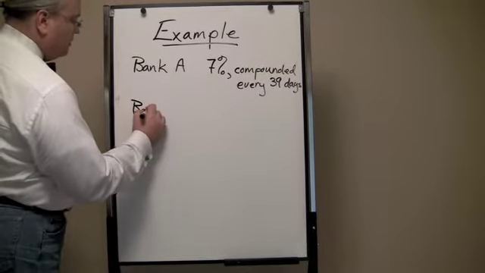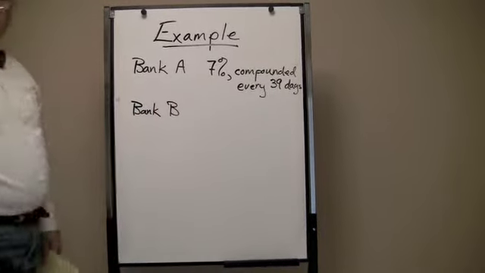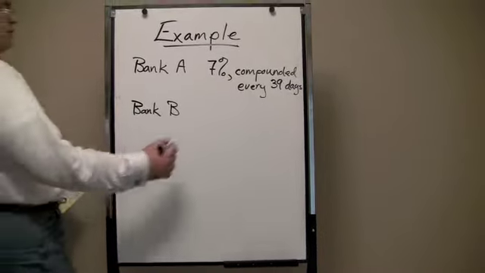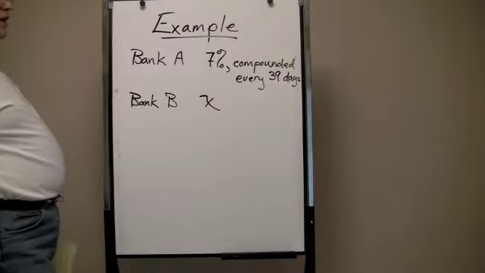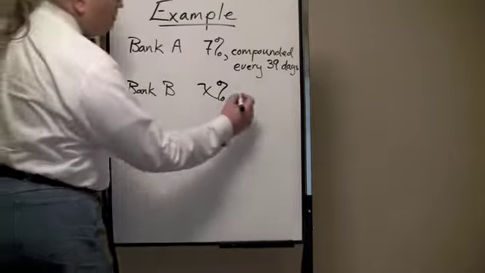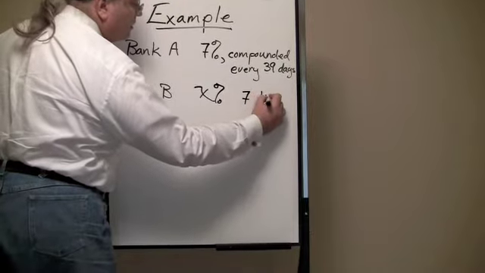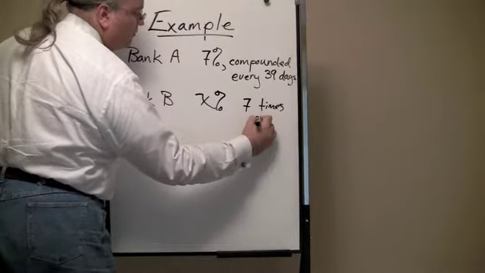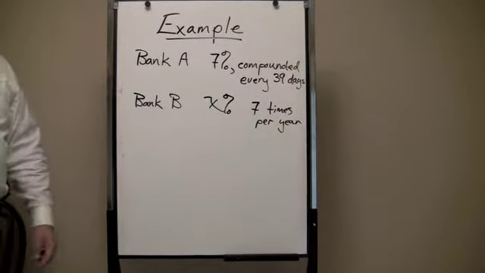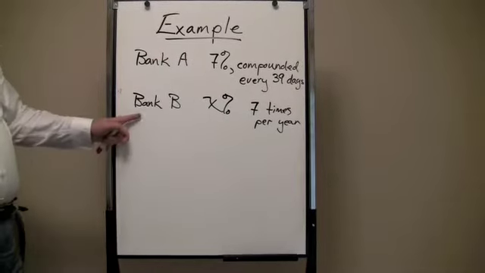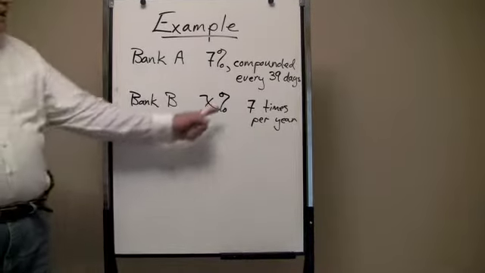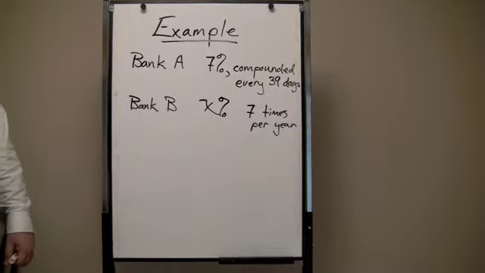Bank B wants to have an equivalent rate. So what we need to solve for Bank B is what interest rate X are they going to post as a rate. Now the interesting thing about Bank B is they compound 7 times per year. So Bank A, 7% compounded every 39 days. Bank B compounds at some rate X percent, which we have to calculate, and they compound 7 times per year.